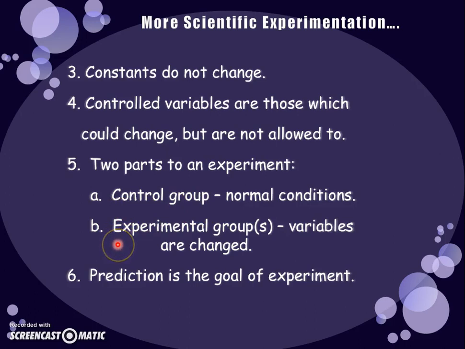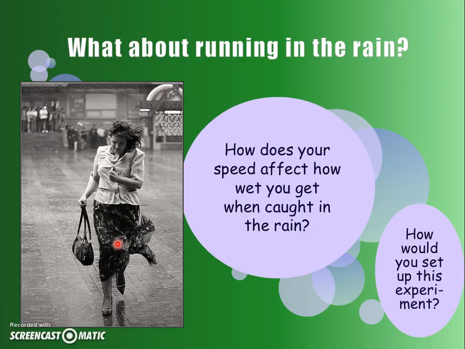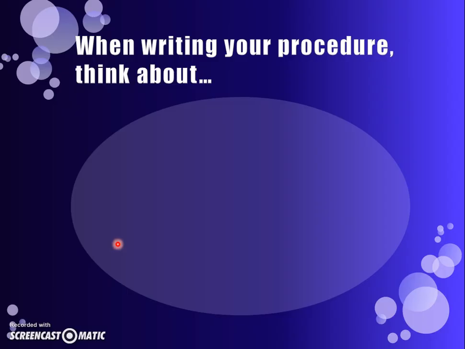But your experimental group, it will be two of them in this case, two groups. It will be one who's jogging and one who's walking. Okay, so that way you can make a good prediction of what will happen. Okay, so how does your speed affect how wet you get when you're caught in the rain? Okay, how would you set up this experiment?